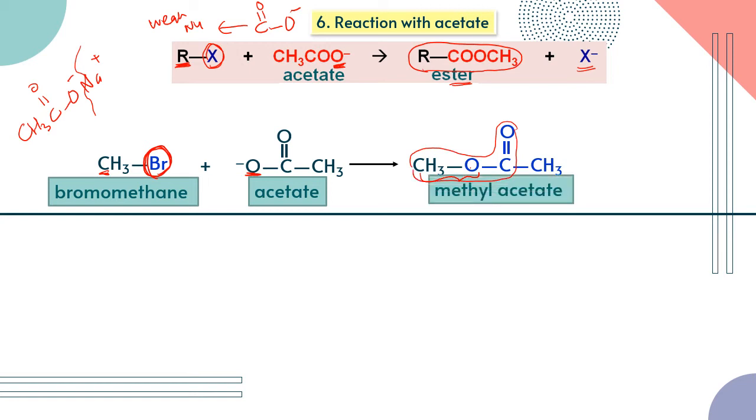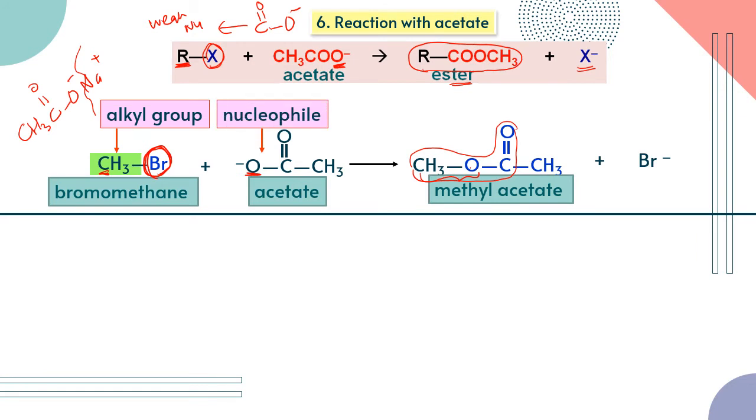Okay, so the name is methyl acetate, and Br minus is the leaving group. So this is your alkyl group, this is your nucleophile, and then this is the leaving group.